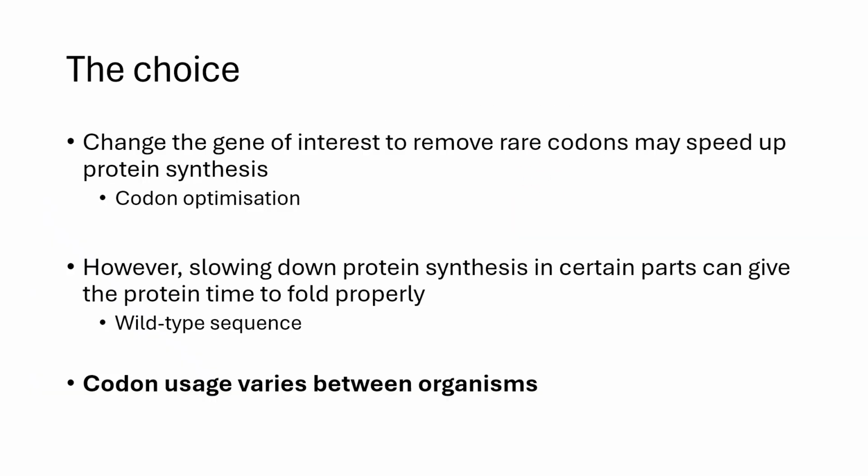And so now you have to make a choice. You can change all the codons in your gene of interest, changing rare codons to common codons to speed up protein synthesis and therefore hopefully get higher protein expression. And this is called codon optimization.